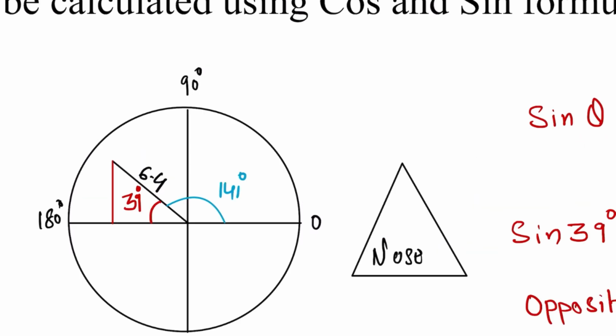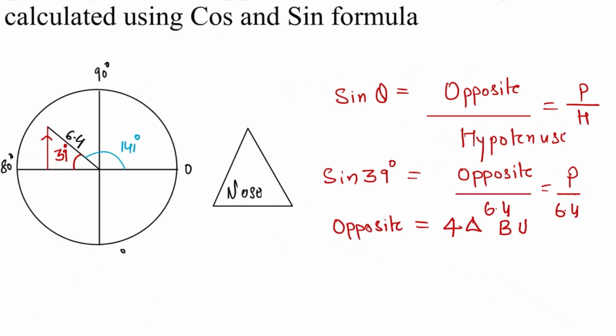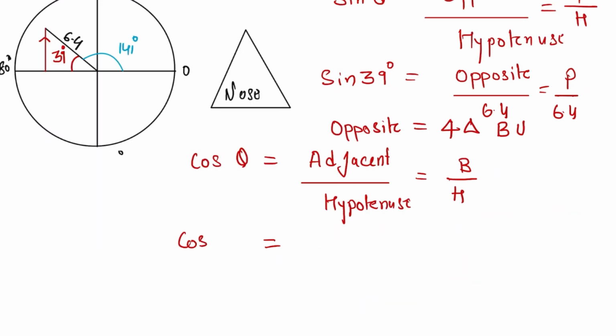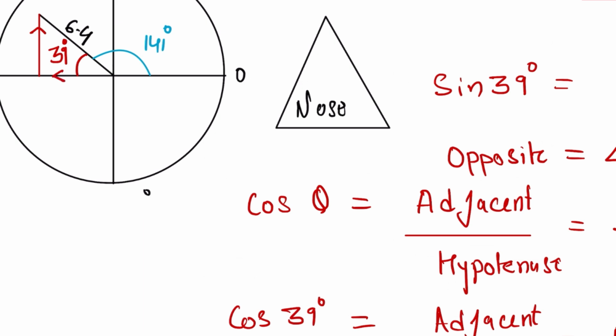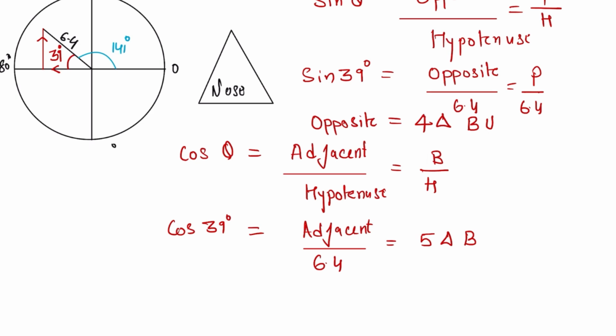As this side is opposite for us, and it is going towards the 90 degree, we're gonna write it as base up. Next we're gonna calculate cos theta, which will be equal to adjacent divided by hypotenuse, or base by hypotenuse. Cos 39 will be equal to base divided by 6.4, which will be equal to 5 prism diopter. As this is going towards the 180, we're gonna write it as base out.